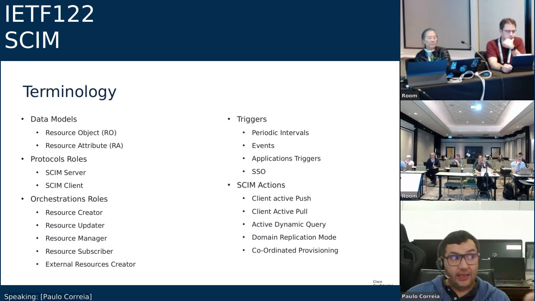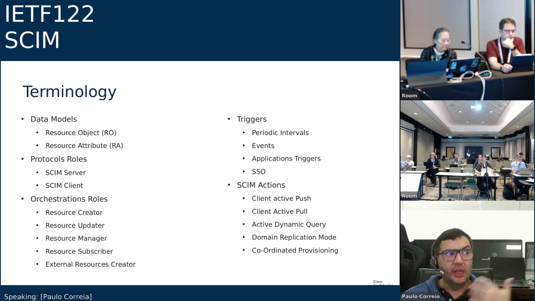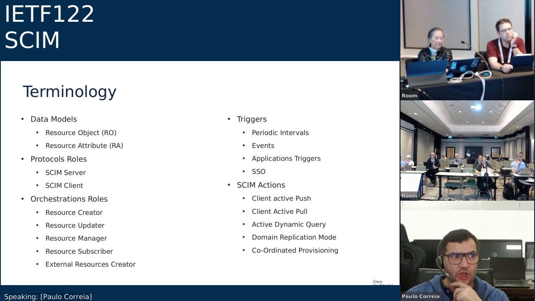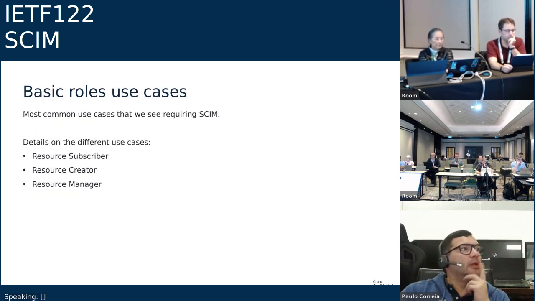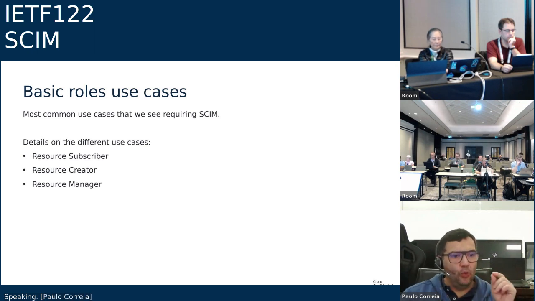And then we go through the actions, right? So we have the active push, right? And we try to define the terms because from an action perspective, this was not very clear. So we call it active push, active pull, active delta queries, domain replication mode, and coordinated and provision. So then we go to the use case.